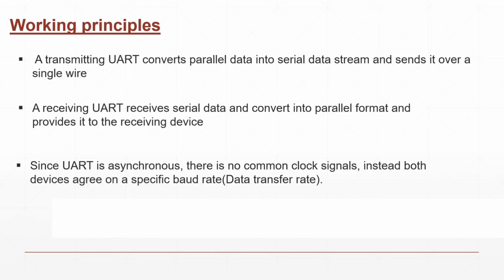So we can't transfer data in that scenario. As this UART is asynchronous, we don't have a common clock. So what can we do? Instead of a clock, we can use a baud rate. Baud rate means the data transfer rate. So both devices will operate at a particular data transfer rate. Okay, so in that way they can operate easily.